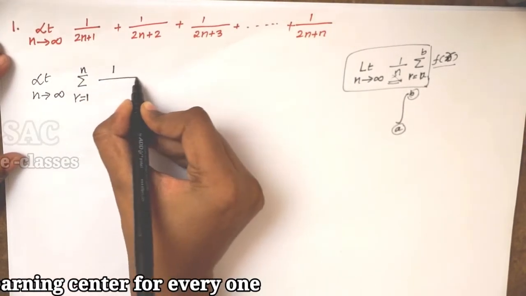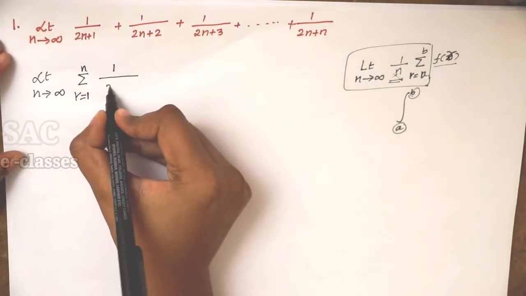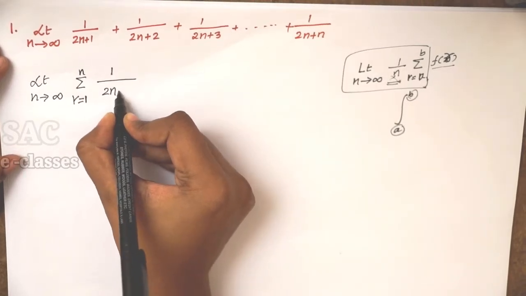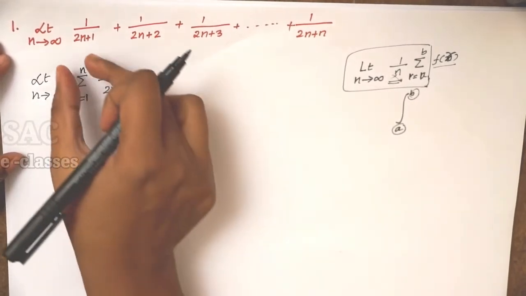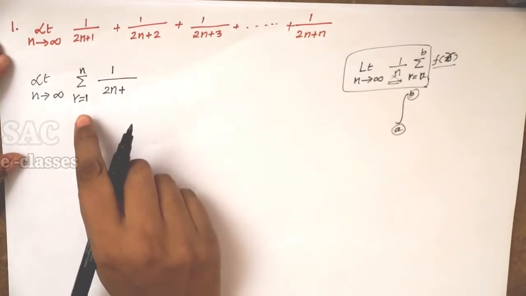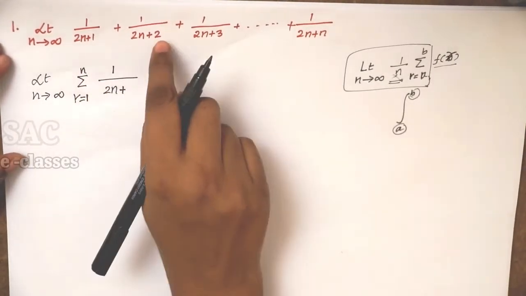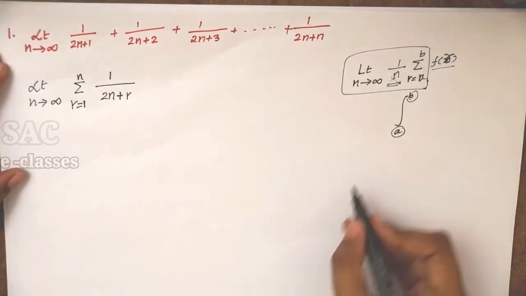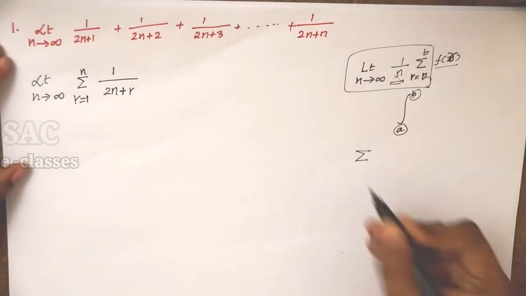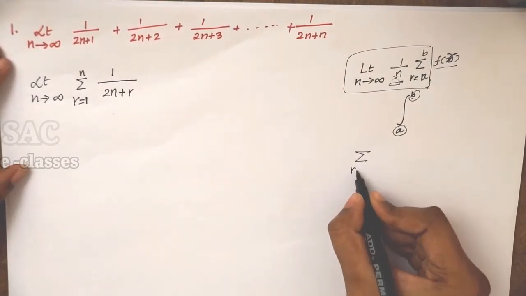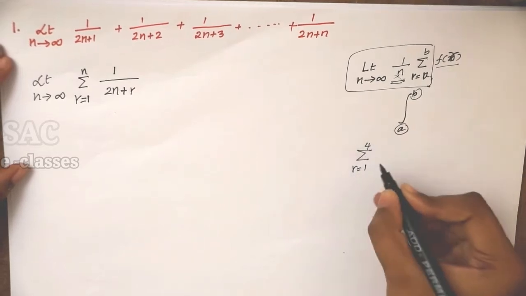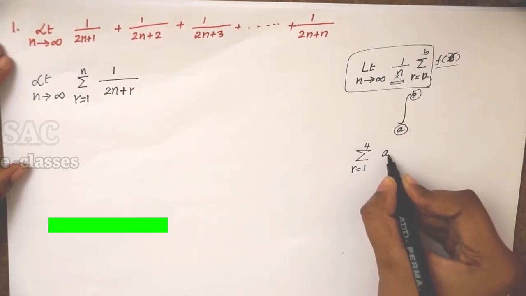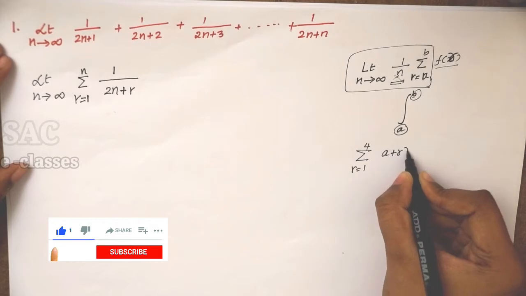1 by 2n is the constant thing, there is no change in it. But what changes every time is 1, 2, 3, so it is better to keep r. For example, suppose they have given sigma r equal to 1 to 4 of a plus r.